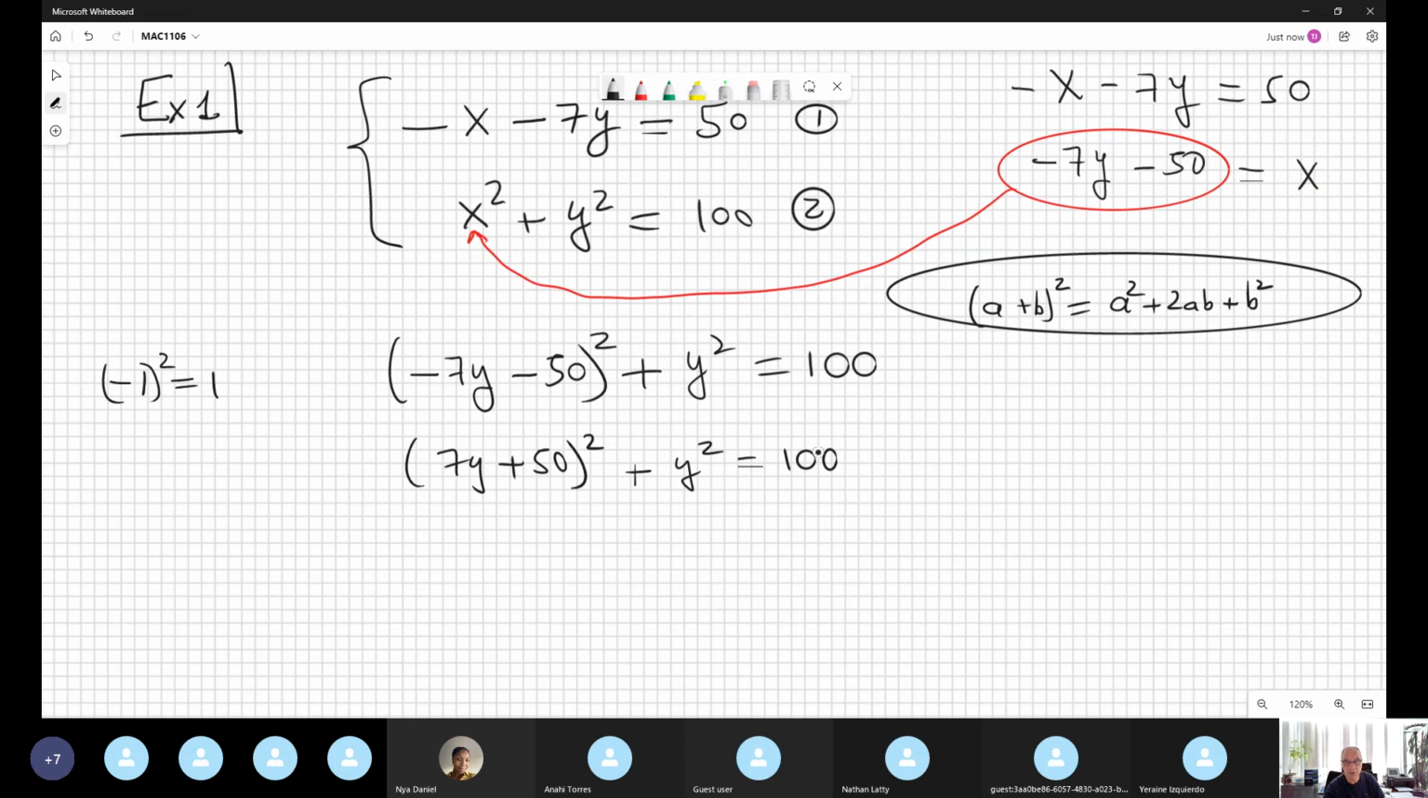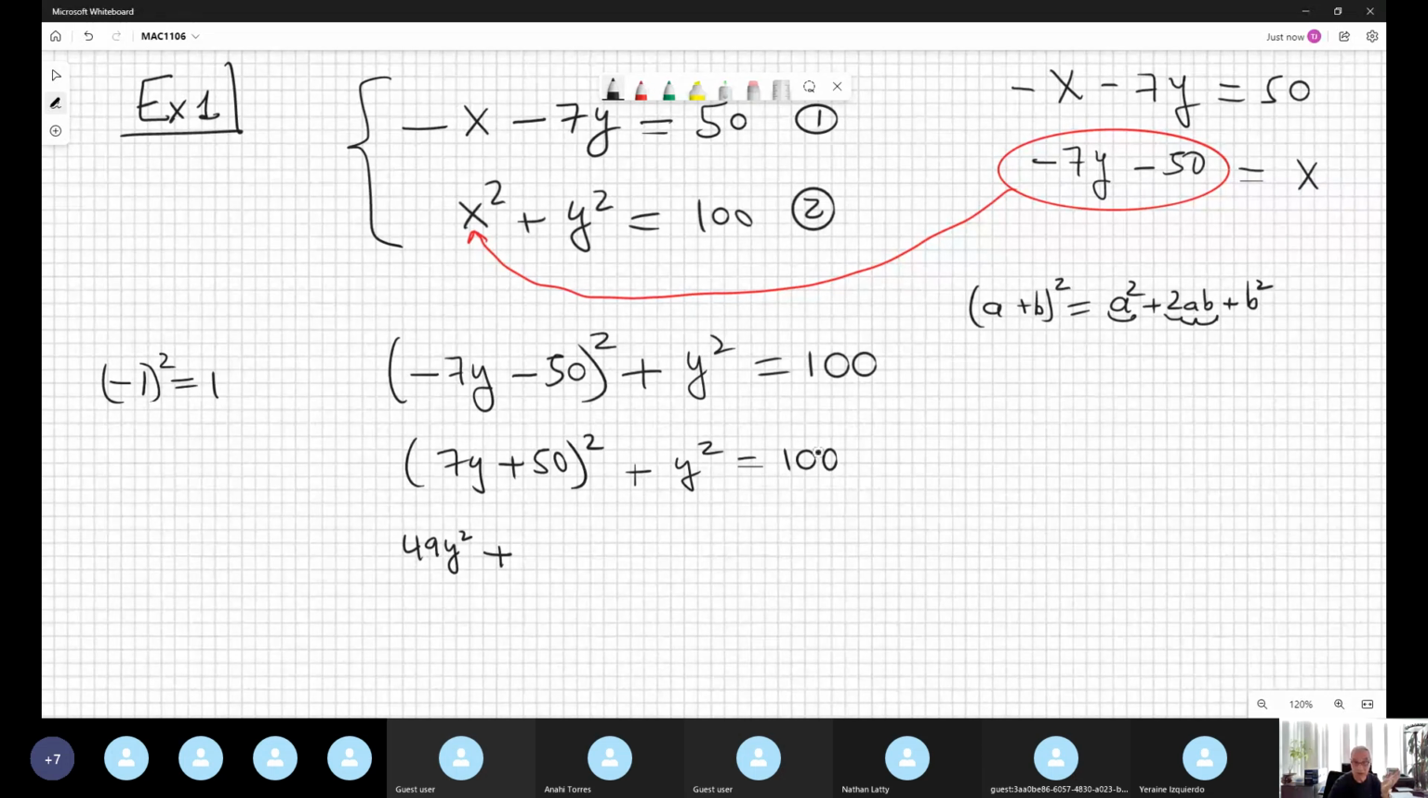Are you familiar with this formula or no? Yes. Entonces, it's easy. Square the first. Who is the first? The first is 7y, and squared, this is 49y squared. Plus 2 times the multiplication of a and b. 2 times 7 times 50y, and 2 times 50 is 100, times 7 is 700y.